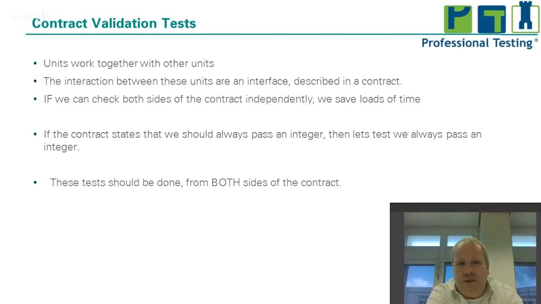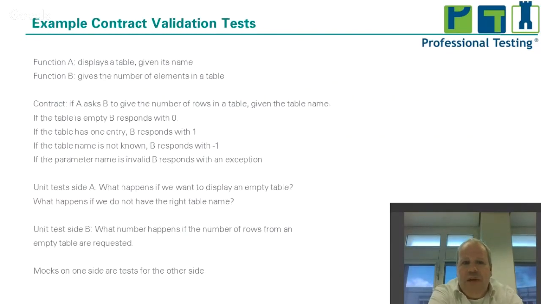So for instance, if we have two functions, function A and function B, function A displays a table given its name, and function B gives the number of elements in the table. Function A will use function B to determine how many rows it needs to display. So if you have a contract that says how function A should behave and how function B should behave, then we also know what type of unit tests we want to do for side A and what type of unit tests we want to do for side B.